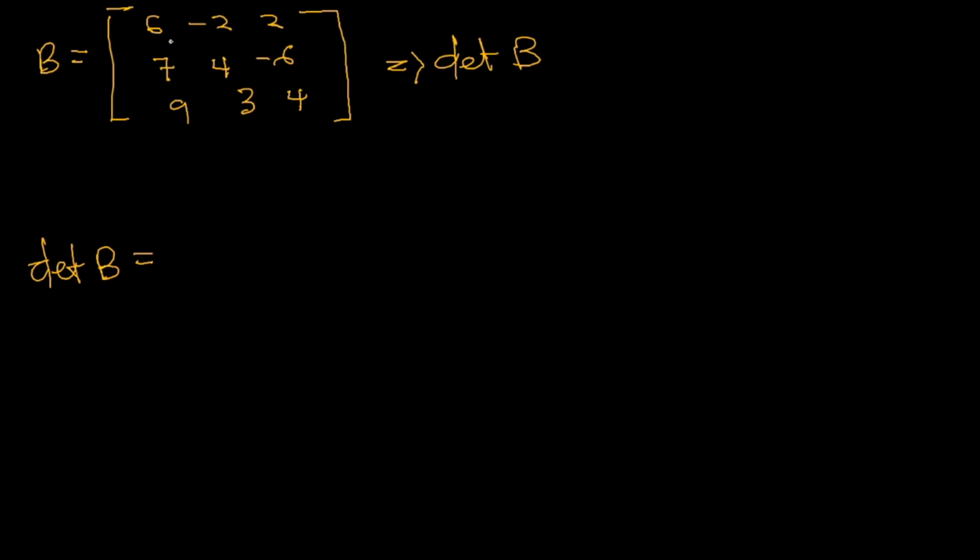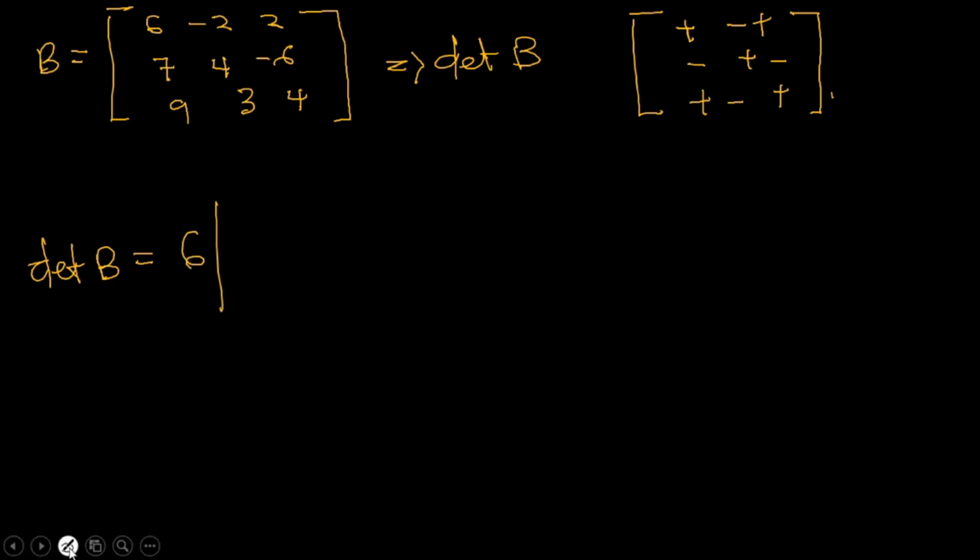Okay, so it means I take 6, it is positive. If you remember very well, I said the first element is plus minus plus, then it becomes minus plus minus, then plus minus plus as well. So the first one is plus, so we take 6. If we take 6, what it means is that we cancel this first row and this column over here. So we are left with a 2 by 2 matrix, 4, negative 6, 3 and 4.